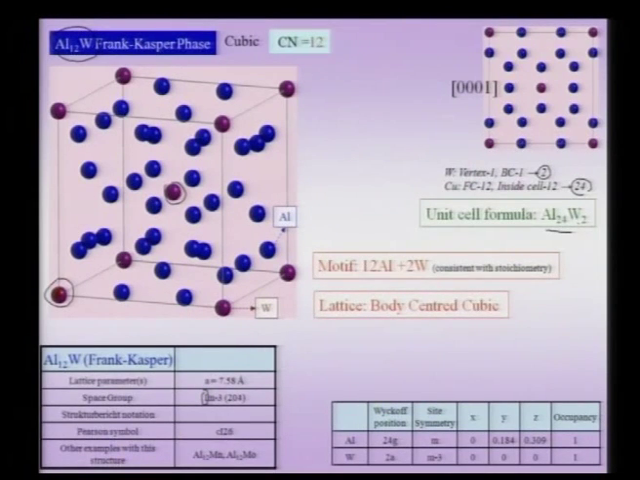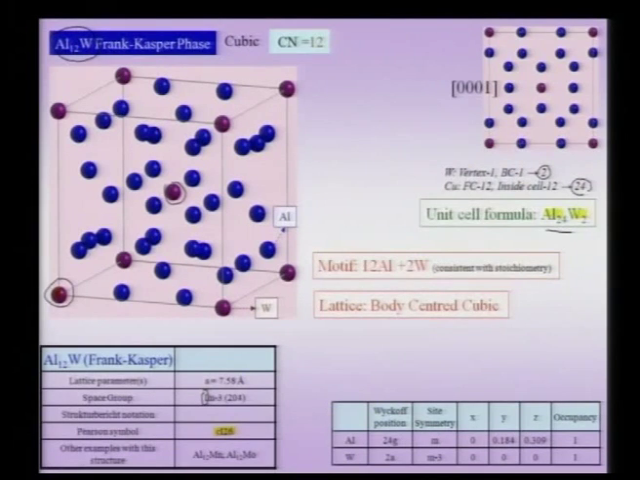Now, what is the lattice? We have already seen the lattice is a BCC lattice, and the motif is 12 aluminum atoms and 1 tungsten atom, which is consistent with the stoichiometry of the compound. Now, the Pearson symbol tells me that the structure is cI26. That means that there are 26 atoms in the unit cell, of which 24 are aluminum and 2 are tungsten, and this is a body centered cubic lattice.